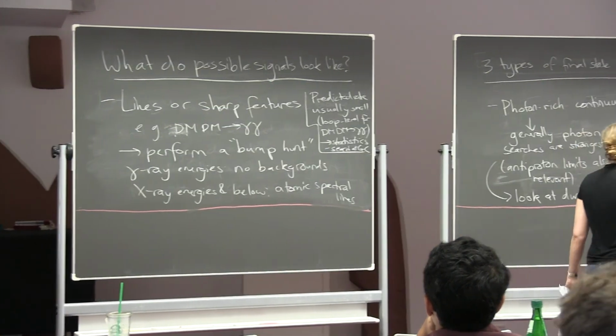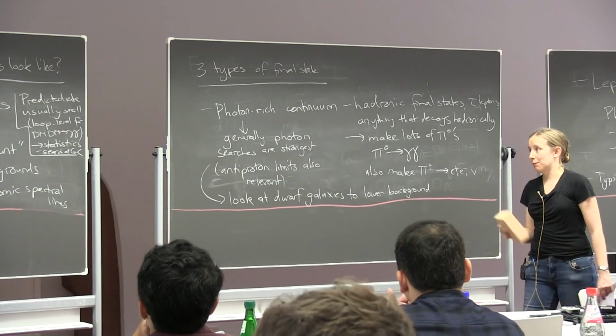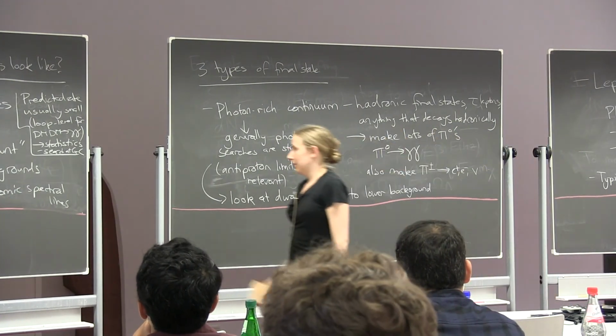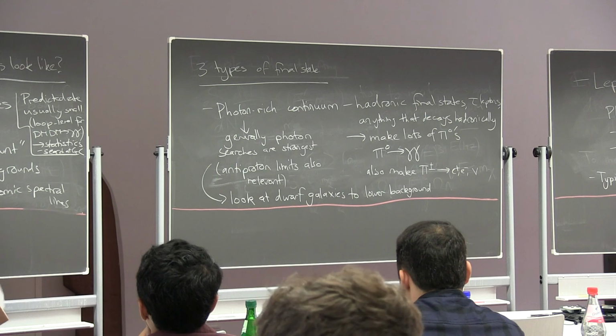Likewise, you can look in clusters for these lines. We don't know how much dark matter substructure there is. If there's a lot of it, the event rate could potentially be very high.